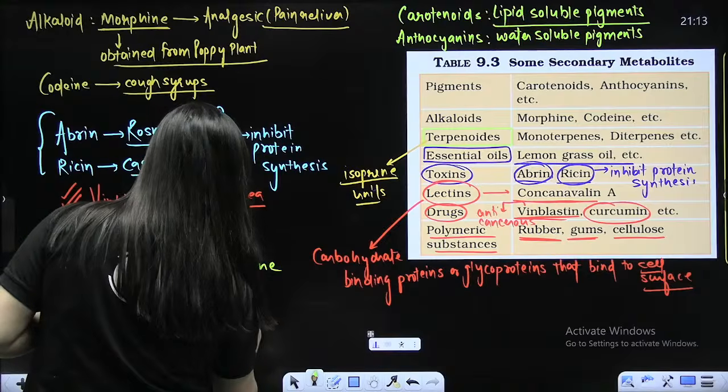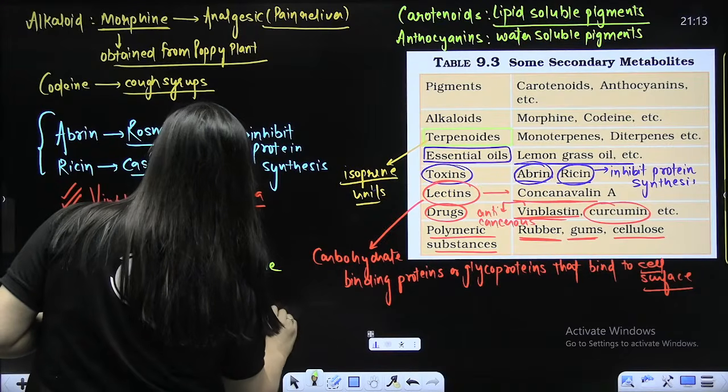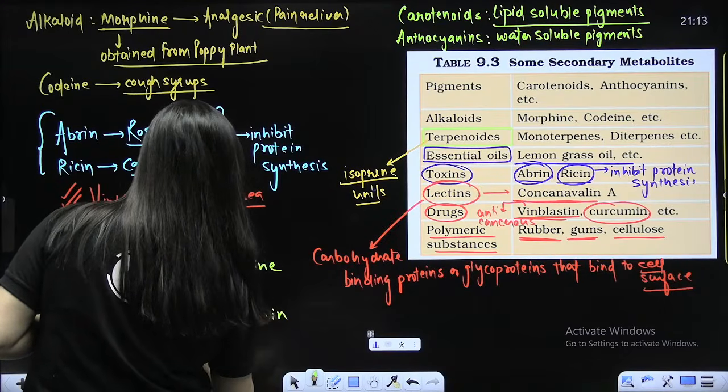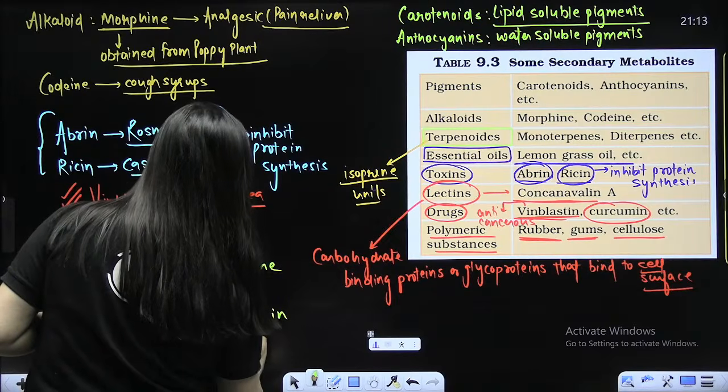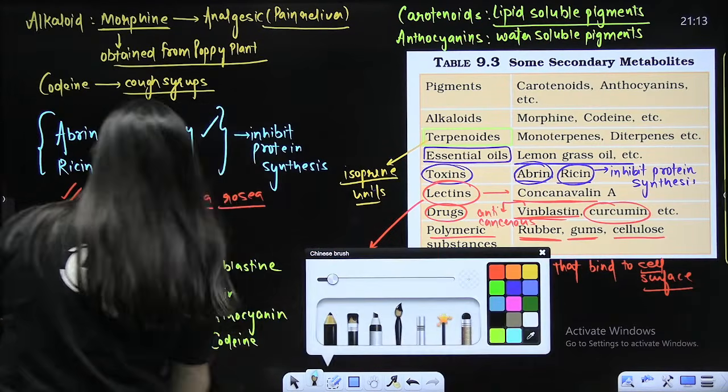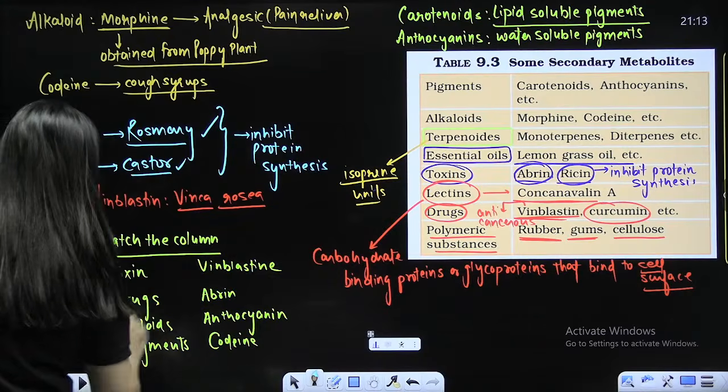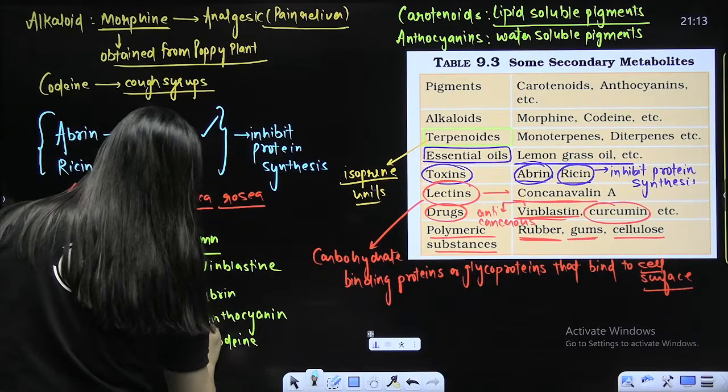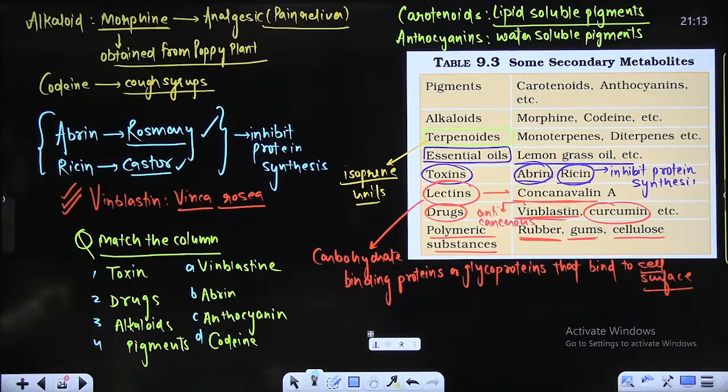Now here I am writing heparin, vinblastine, lemongrass oil, sorry, I'm writing anthocyanin, and then I'm writing codeine. So here I'm writing 1, 2, 3, 4, and here I'm writing A, B, C, and D. So match the column, quick.